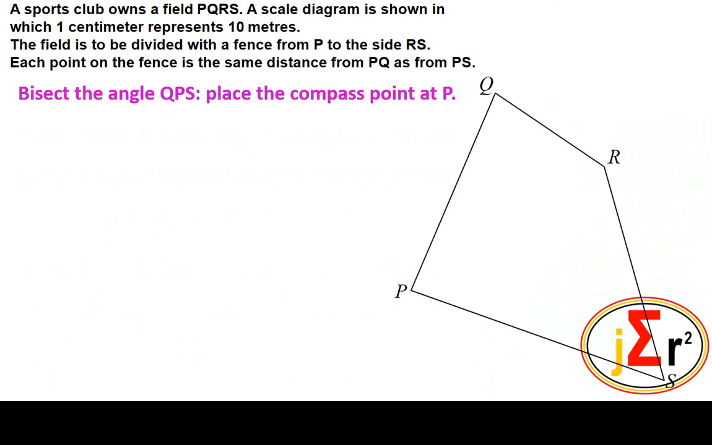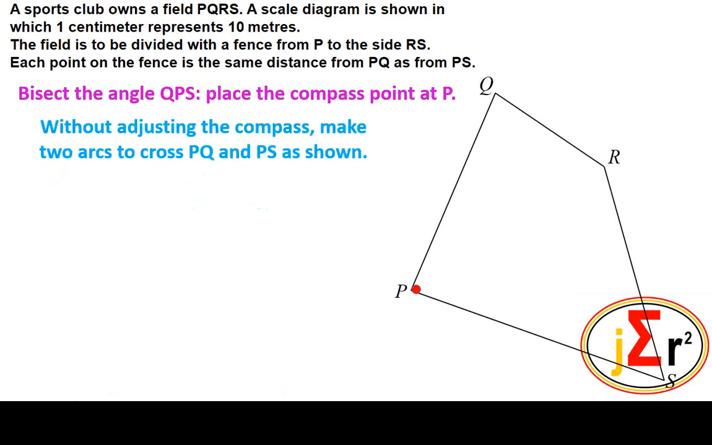Bisect the angle QPS. That's what we need to do. Place the compass point at P. There's your compass point at P. Without adjusting the compass, make two arcs to cross PQ and PS as shown. We are about to bisect the angle. We place the compass at P, which is the vertex of the angle, and we will make two arcs without adjusting the compass. Those are your two arcs.